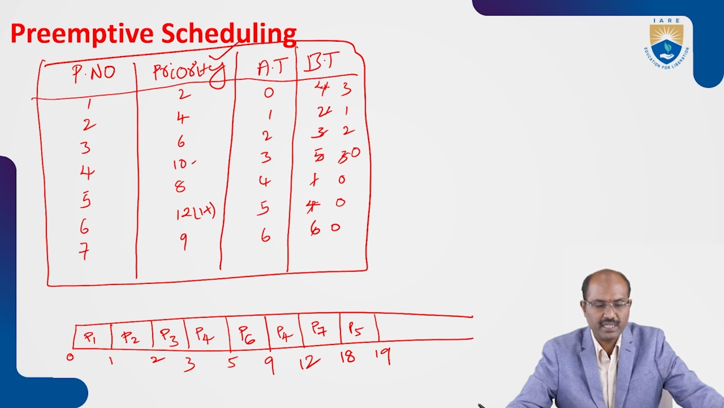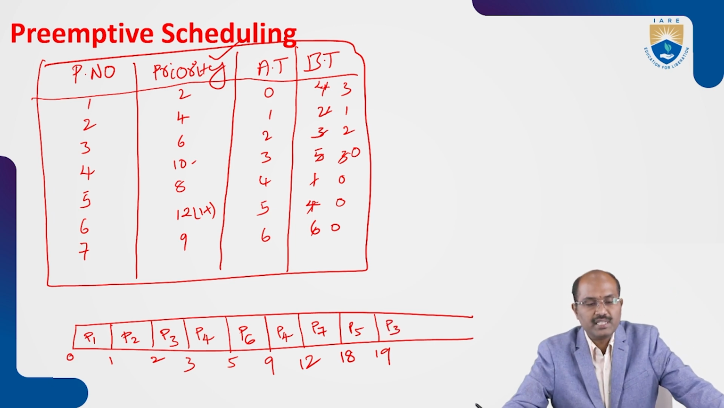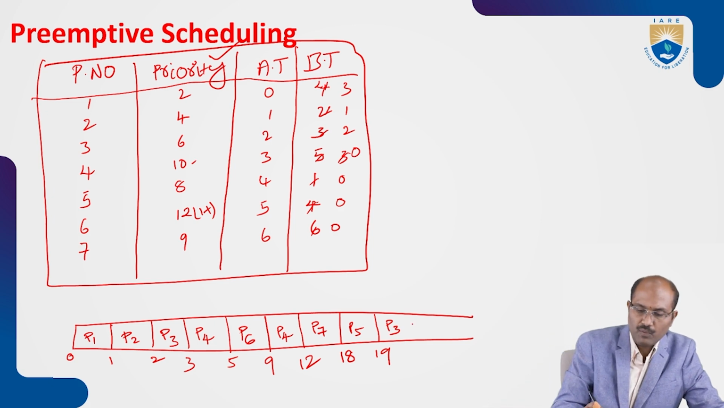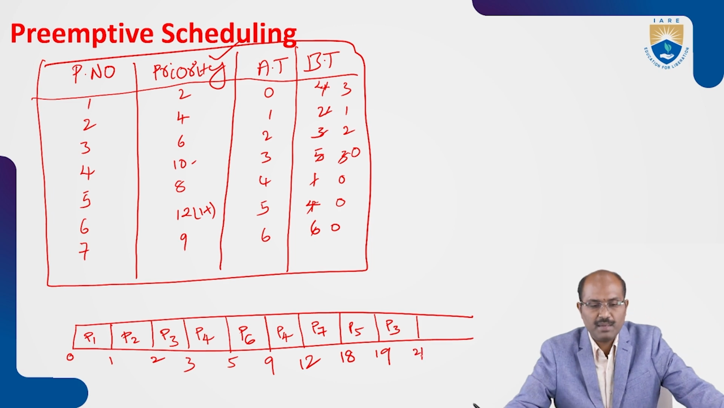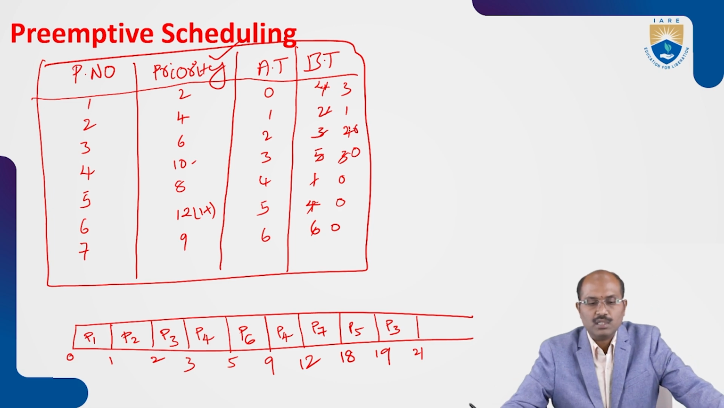We will see that after 8, the next priority is 6. Then P3 comes and starts the execution. Its burst time is 2 units of time. So up to 21 units of time, P3 executes. So it becomes 0.